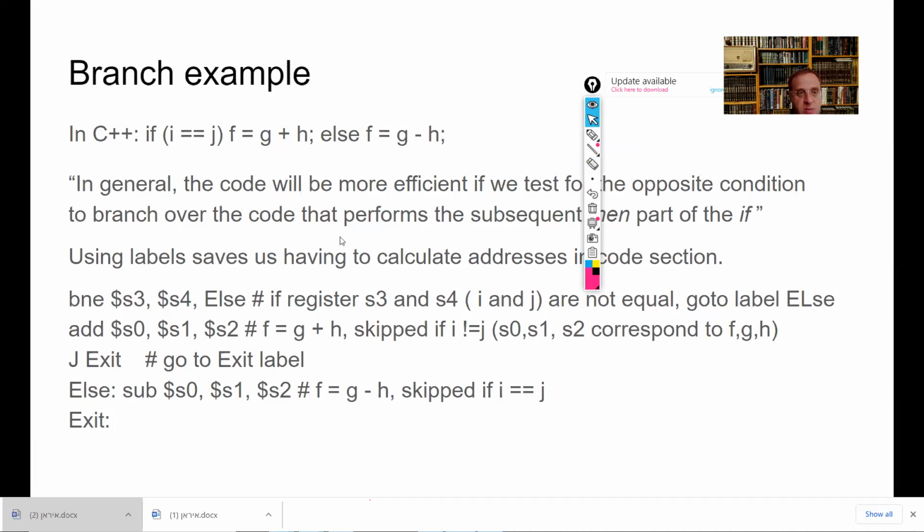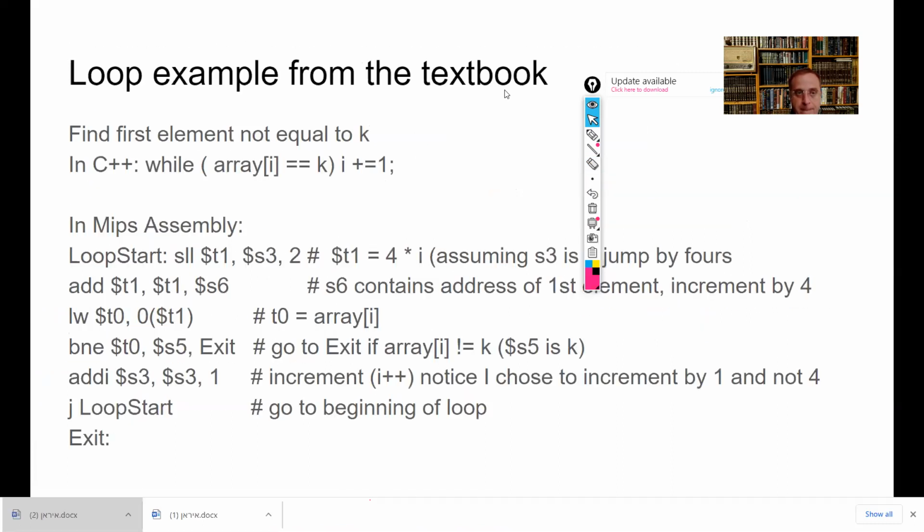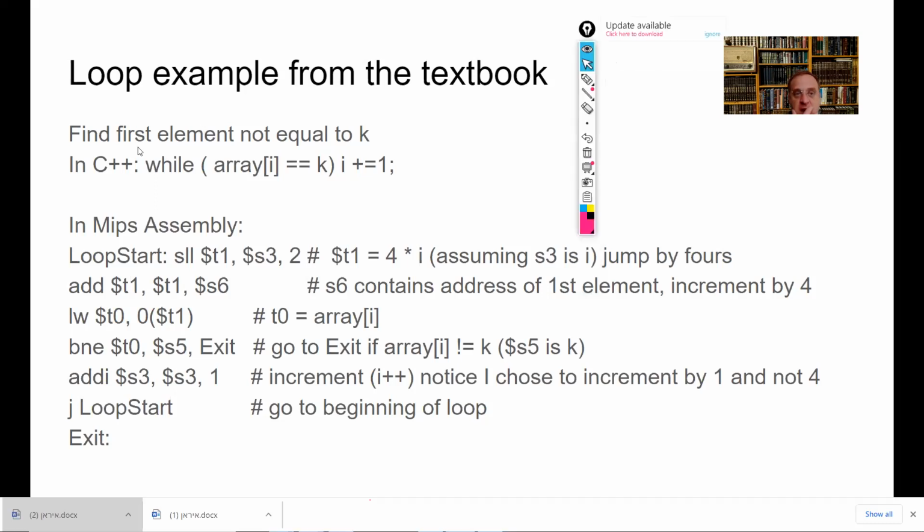Okay, so let's do another example. Now we're getting into an actual loop. This will help you with the homework. Find the first element not equal to k. It's kind of a weird question. Find the first element in the array that does not equal k. In other words, k could be 1 and the array is 1, 1, 1, 1, 1, 7, 1, 1, 1, 1, 1. So I want to find the first element that's not equal to k. I want to find that 7.